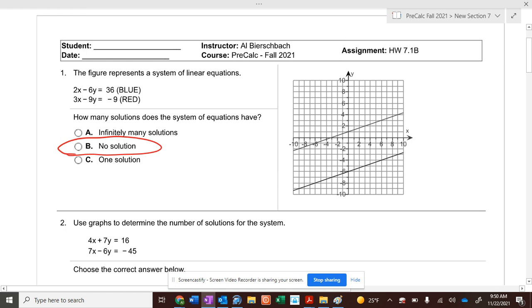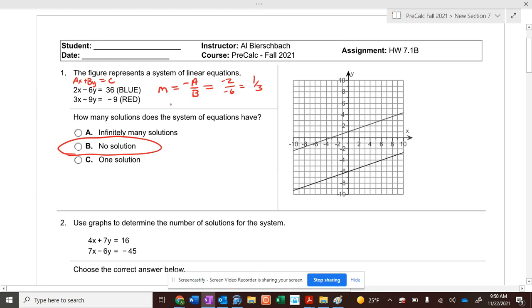Now, a way to check that is look at the slope. What's the slope of this one? Instead of getting y alone to find the slope, sometimes it's easier to go negative a over b, because it's ax plus by equals c. So negative a over b equals negative 2 over negative 6, which is a positive 1/3. Does that look like a positive 1/3 slope? Rise of 1, run to the right 3. Yep. So it looks right.